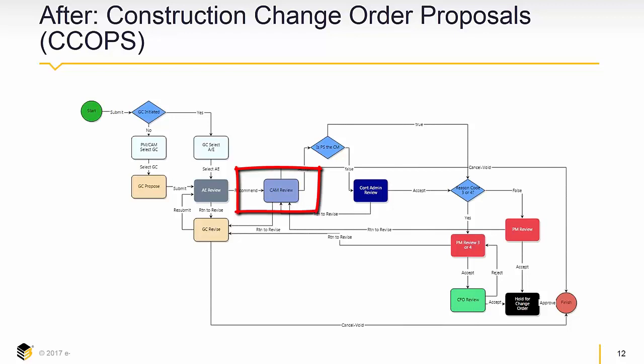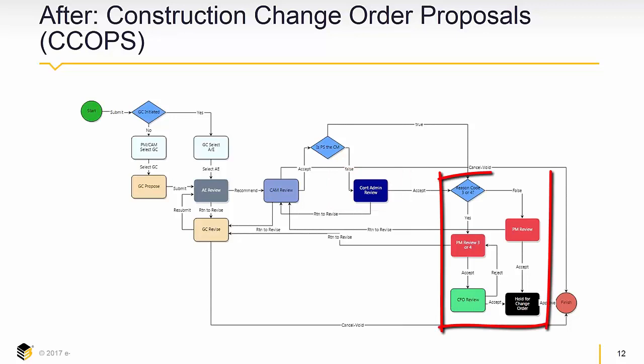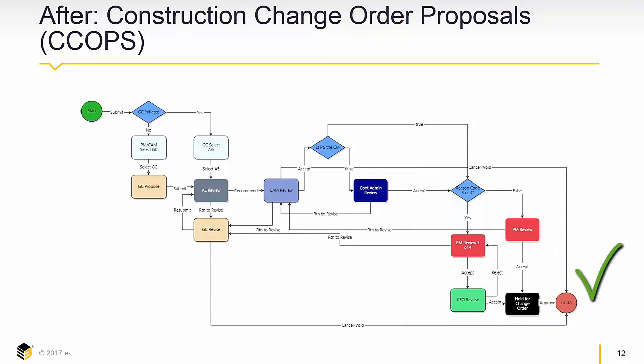The architect or engineer can reject it or approve it, and it moves on to our construction manager for review. The process then again asks itself a question, which is PS or the CM, and PS is our internal construction team, Project Services. It then moves to our contract administration for review of all procurement issues to make sure that we are in compliance. It then asks itself a question depending on what code was selected for the change order proposal, and it goes to either the PM or the CFO for review. Then the process goes into a hold for change order step and is finished.